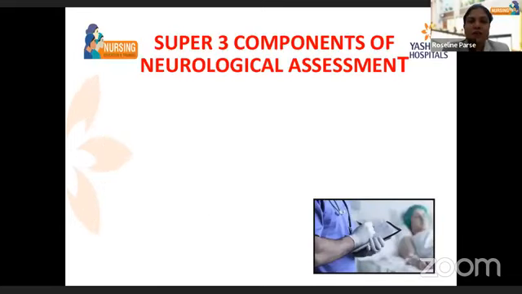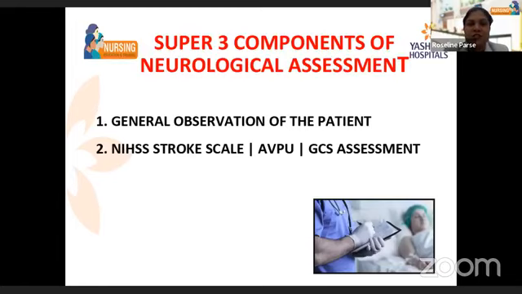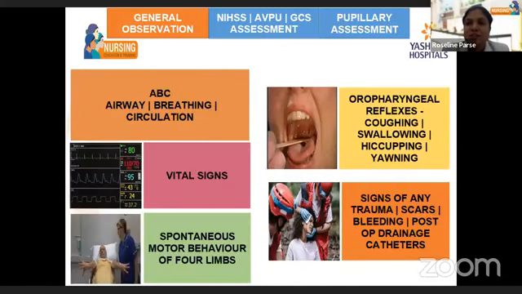So here in my webinar, we will be discussing the super 3 components of neurological assessment. Okay, so the first among the super 3 components is the general observation of the patient. We do a head-to-foot examination and do a general observation of the patient. Then the NIHSS stroke scale, AVPU, GCS, which we will be discussing in the further slides, and pupillary assessment. So these 3 are considered to be the super 3 components of neurological assessment. The first one is general observation.